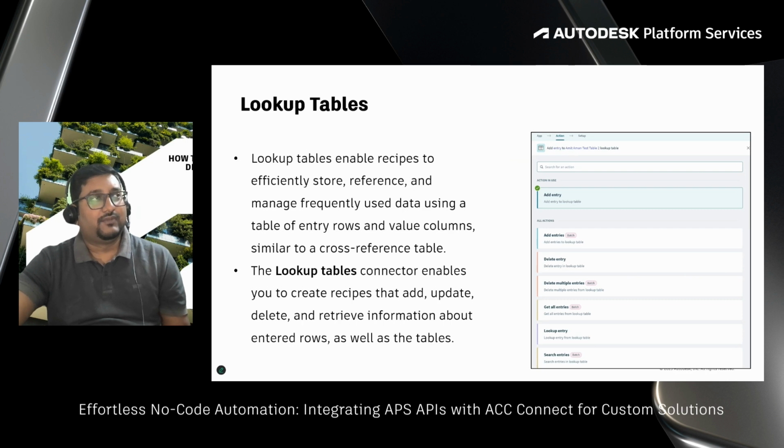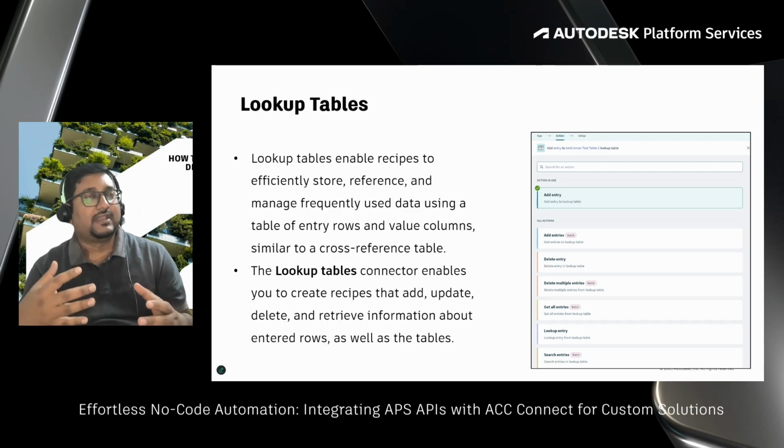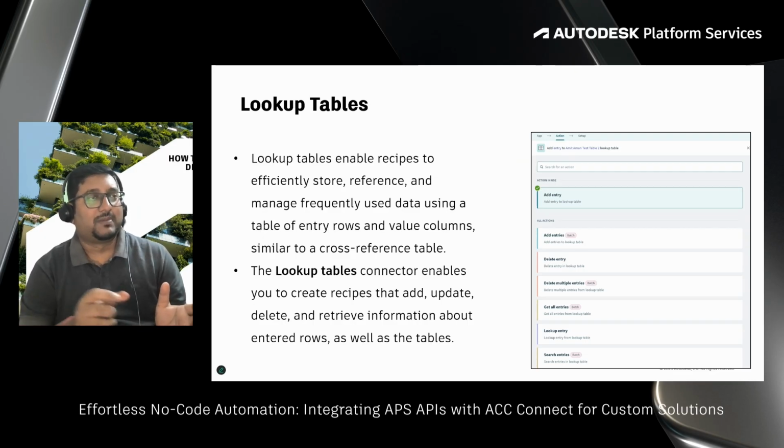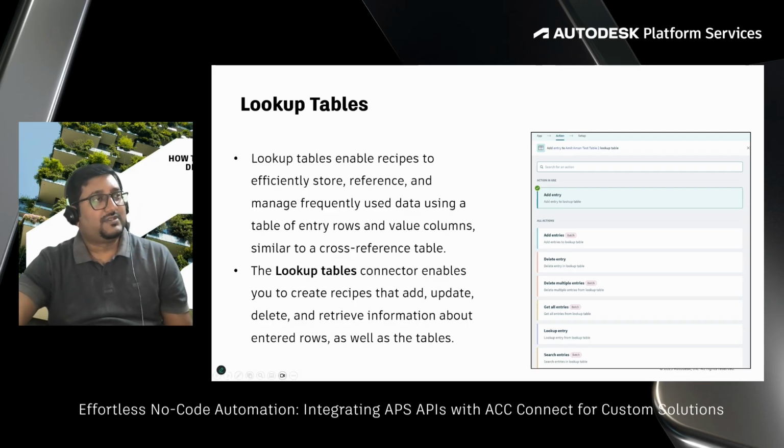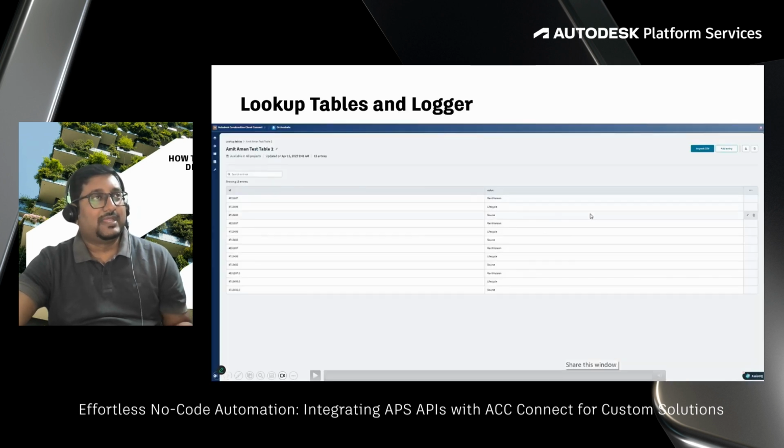And we also have an option called lookup table. A lookup table can be considered as a reference table, which you can use to define or generate a new set of values, or create a referencing match. The lookup tables enable recipes to efficiently store, reference, and manage frequently used data using a table of entry rows and value columns, similar to a cross-reference table. Now, let me show you a quick video showing how you can use the lookup tables and the logger.